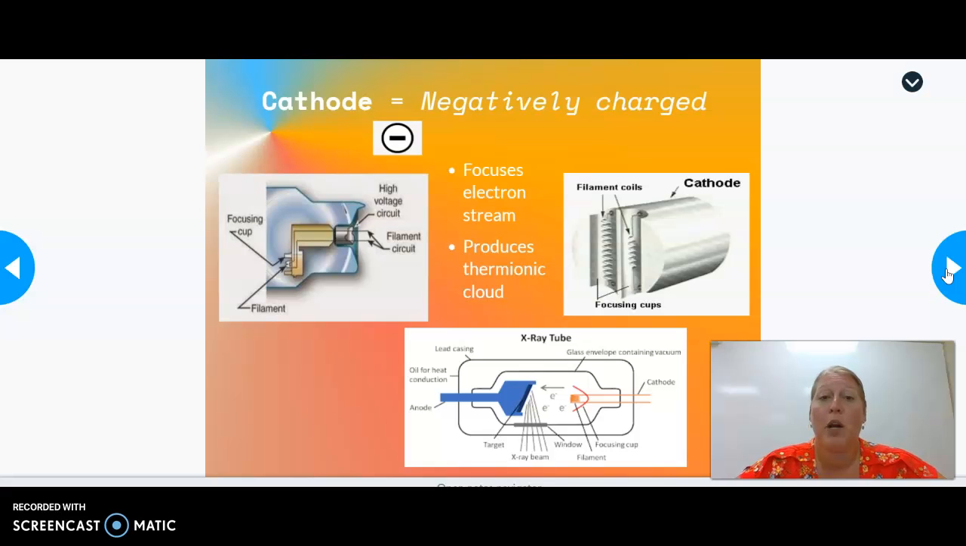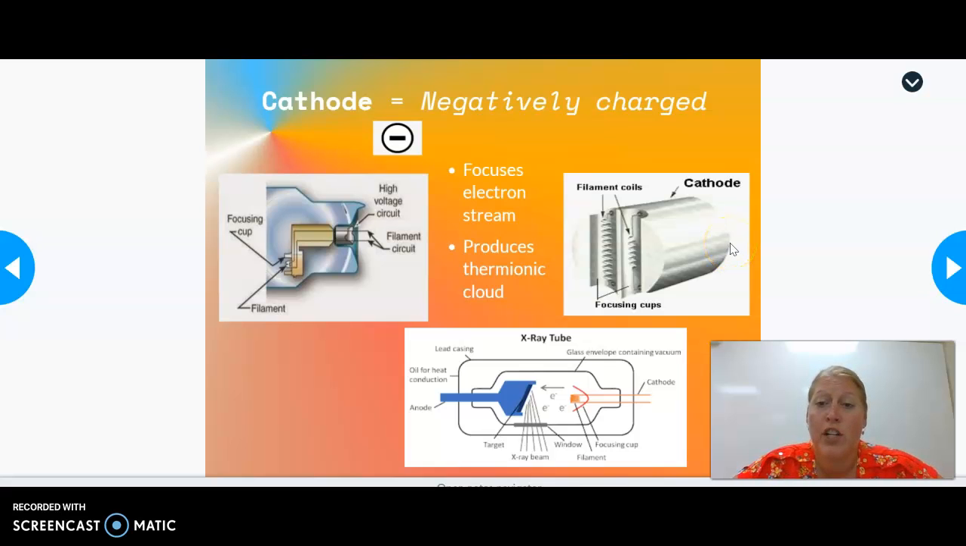The first part we're going to go over is the cathode. It is negatively charged. It consists of the filament coils. So in this diagram here, this is your cathode. It has your filament coils. There's two. One is large, as you can see, and one is much smaller than the large.